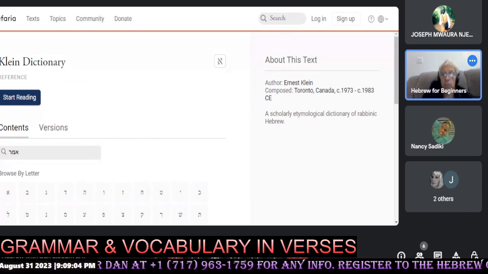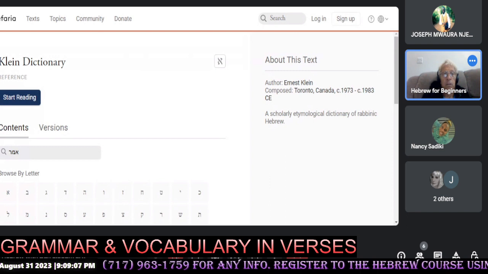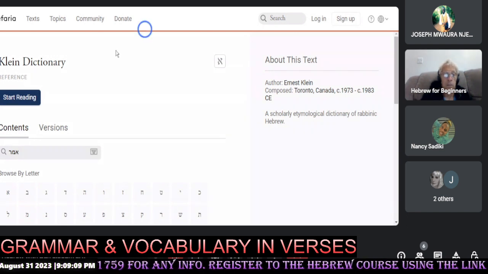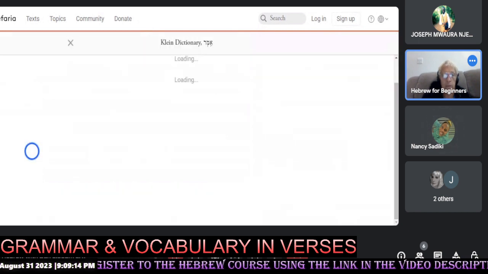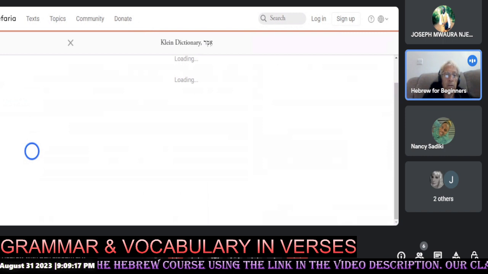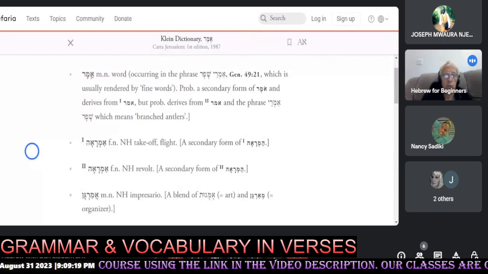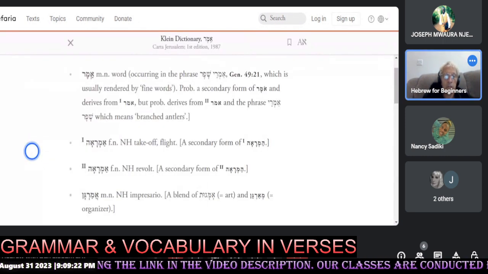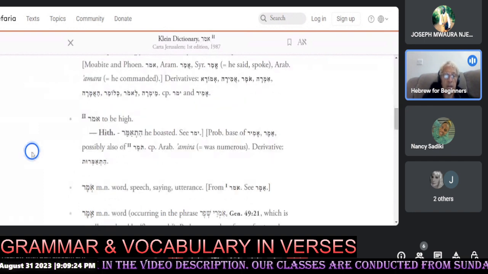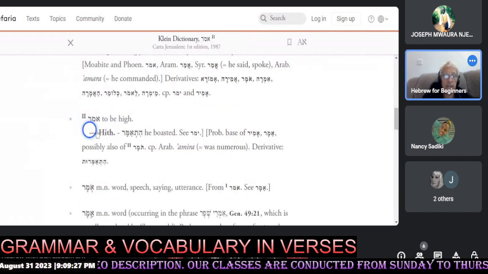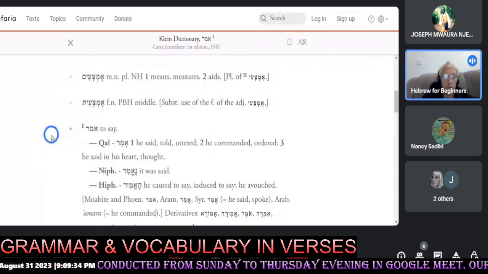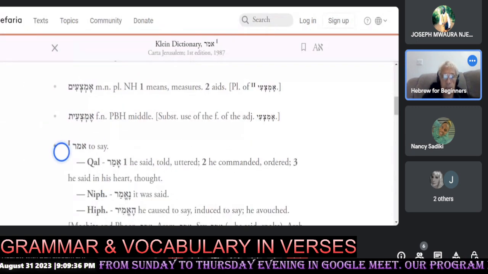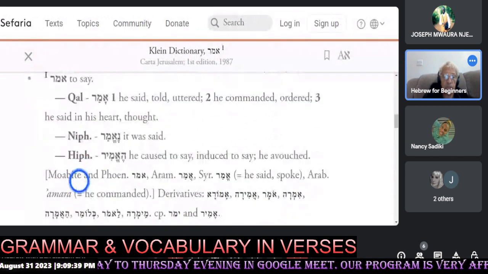So let's go with, here we have Amer, which means a word. Let's move up a little bit. Here's Amar, to be high. He tamar, he boasted. Let's look at the first meaning. Here we have the first meaning, Amar, to say.